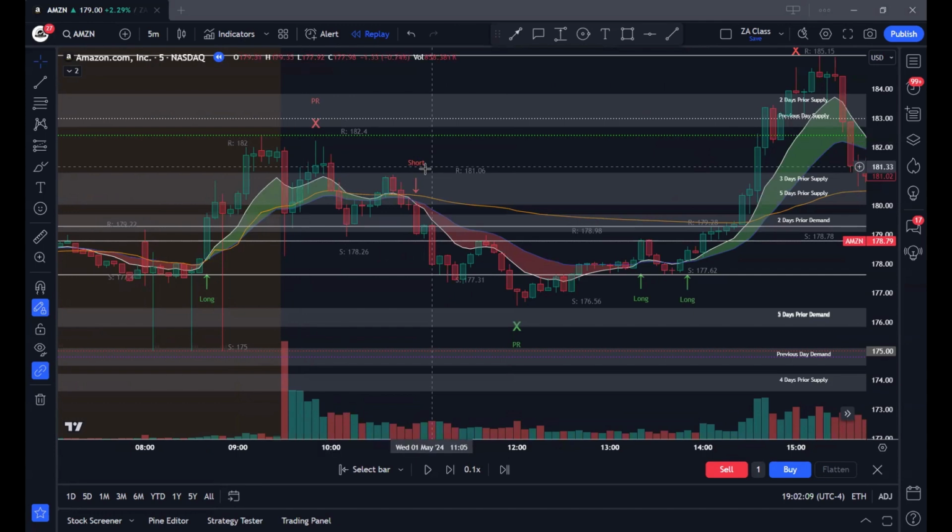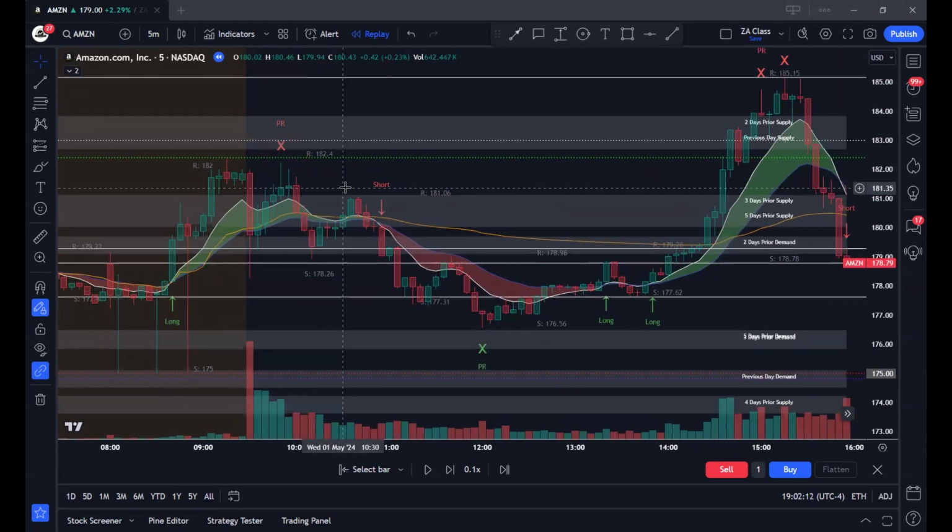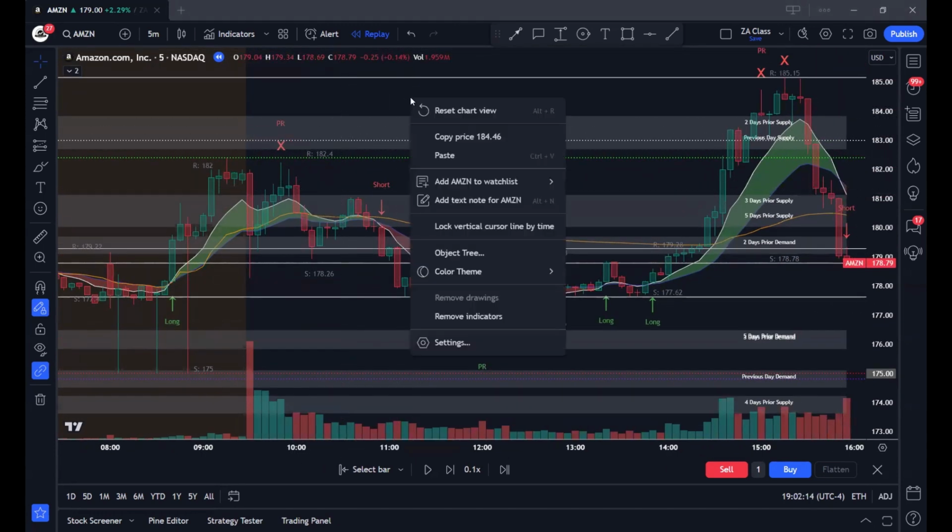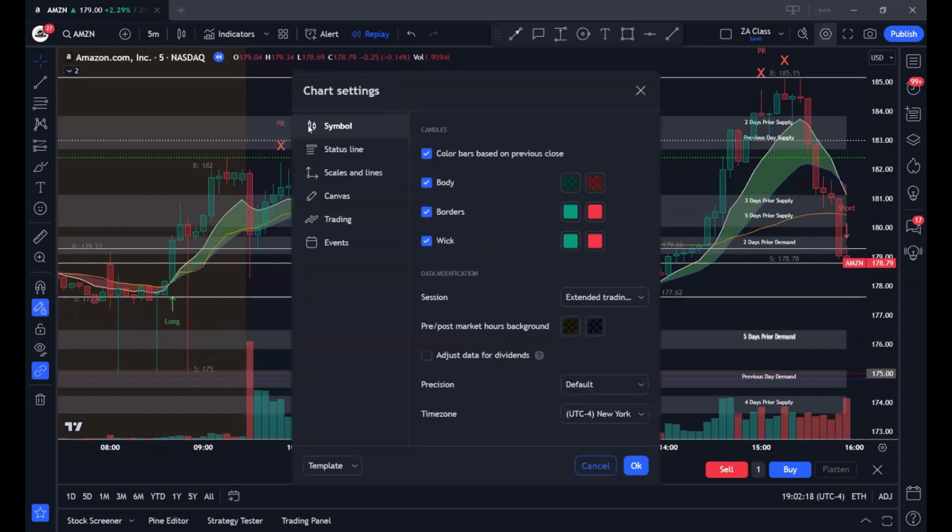So what I have right now, I feel that it works best if you have extended hours on. If you don't know how to do that, just right click anywhere inside the white space on TradingView, and then you go into settings, and then you look at the symbol tab here, you can change your session from regular hours to extended trading hours.